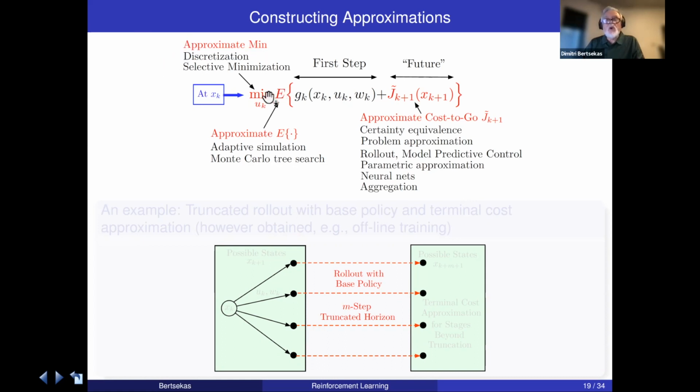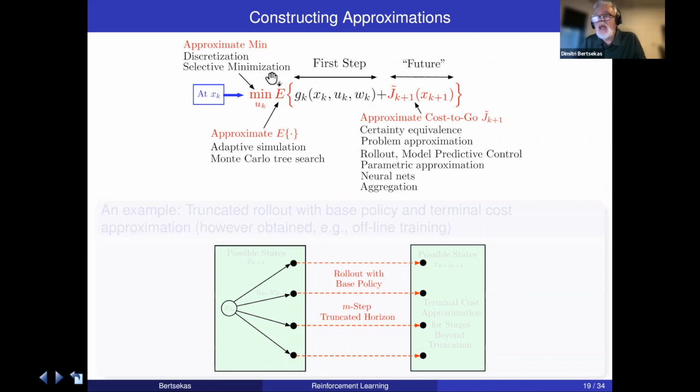Okay, how do we approximate this minimization? Well, the minimization here could potentially be over a very large number of controls or an infinite number of controls. So how do we make this feasible? How do we make this tractable? Well, if we have a continuous control space, then one possibility is to discretize it, and that will simplify this minimization.